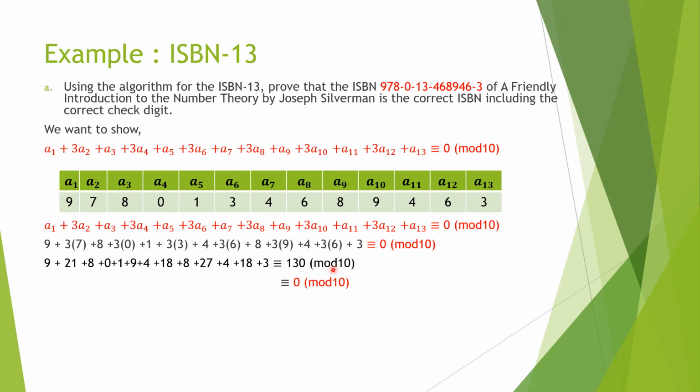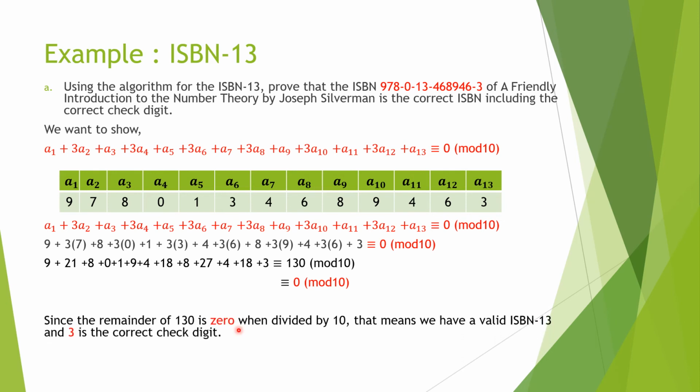And then modulo 10. So 130 modulo 10 is equal to 0 modulo 10 because when we divide 130 by 10, the remainder is 0. So that means we have a valid ISBN 13 and 3 is the correct check digit since we arrive at 0 modulo 10. So the ISBN for this book, A Friendly Introduction to Number Theory, is valid.